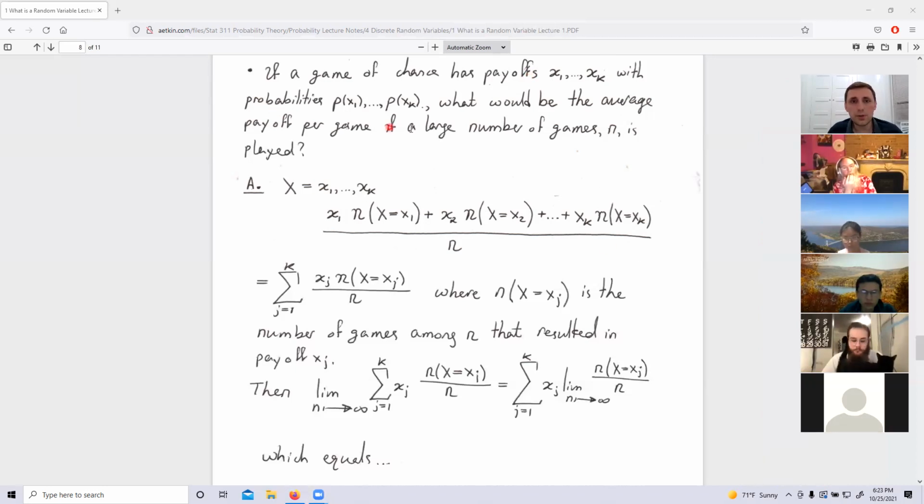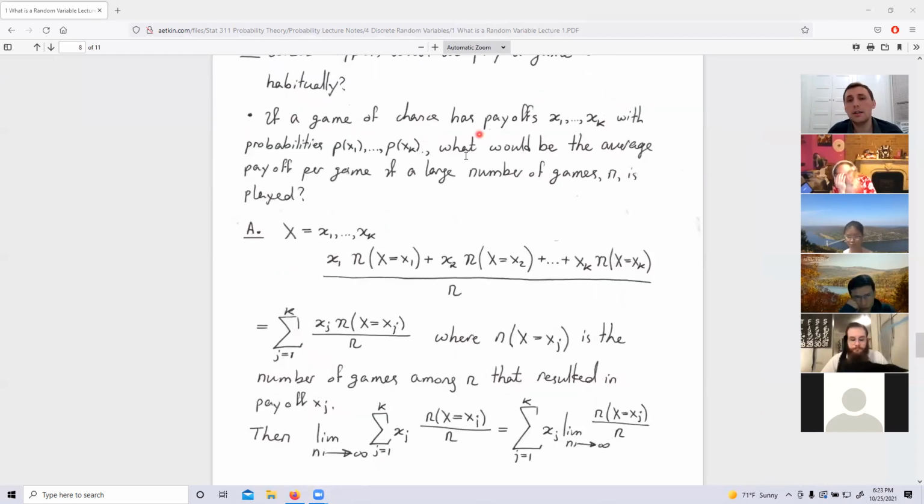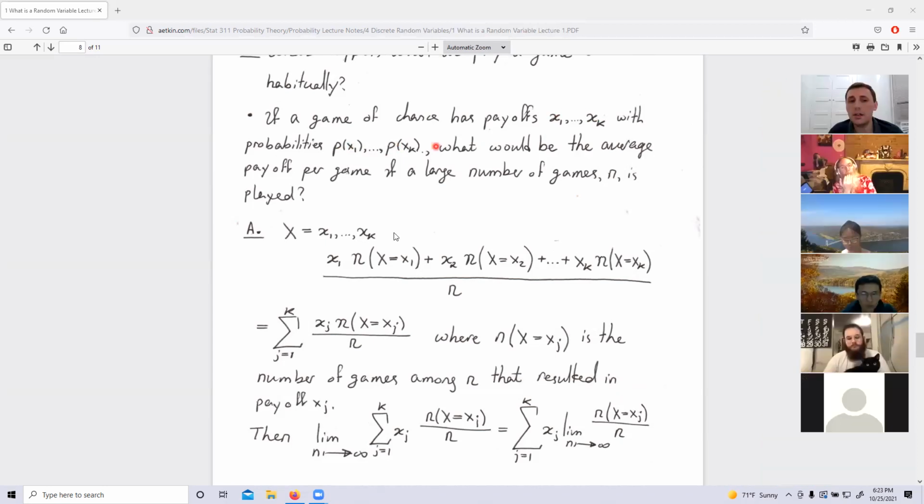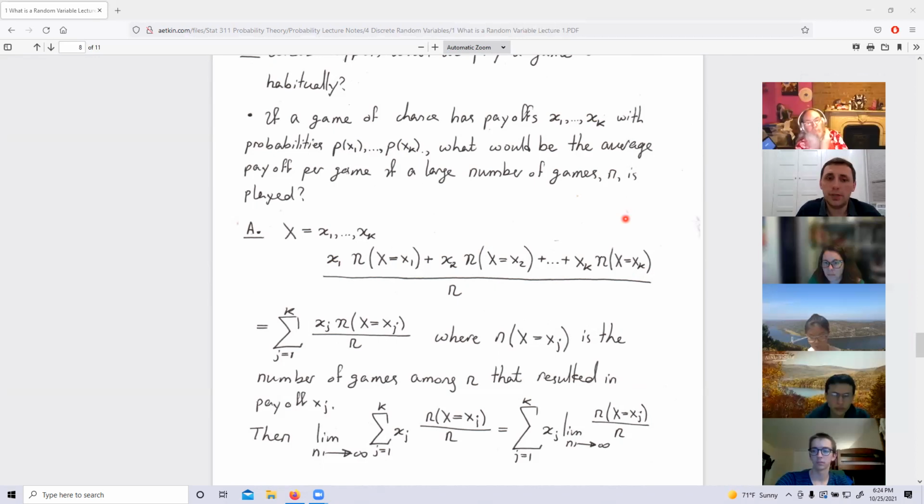So suppose we have some game and the payoffs for that game are x1 through xk, with corresponding probabilities px1 through pxk. Then the expected value is what? This definition of expected value is arranged so that we played n games. How many of those games contributed to the payoff or prize x1? You understand what I do?